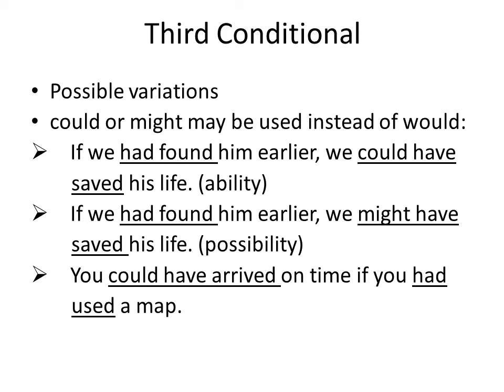Let's see the possible variations of main clause of the third conditional. Could or might may be used instead of would. Let's see some examples. If we had found him earlier, we could have saved his life. Here, could expresses ability. Next example. If we had found him earlier, we might have saved his life. Might here expresses possibility. Let's see one more example. You could have arrived on time if you had used a map.